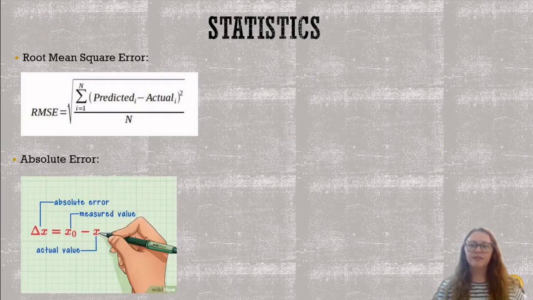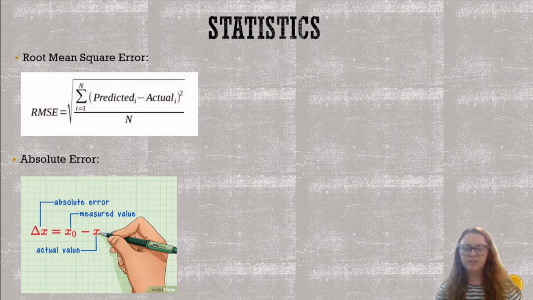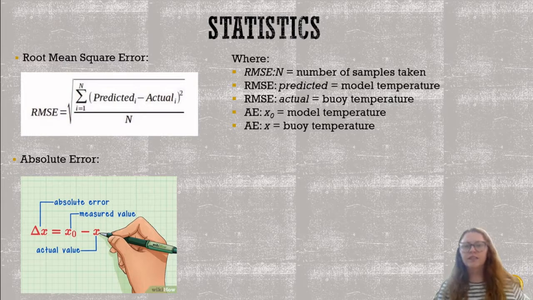So the two statistics that I'm interested in for this system are root mean square error and absolute error, and you can see their calculations in these figures. Just to explain what the different variables mean, in the root mean square error, we have n, which is the number of samples taken. The predicted value is the model temperature. The actual value is the buoy temperature. And then going down to absolute error, we have x naught, which is the model temperature, and x, which is the buoy temperature.